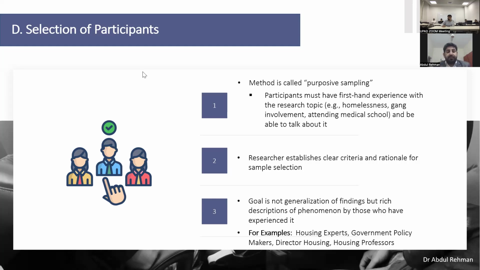What is the purpose of your research? On the basis of that, you would select the participants. That's why your participants are not ordinary people. There are experts and researchers in that field. That's the rationale. So who would be the participants? Housing experts, government policy makers, director housing. It can be a director housing or housing professors in Oman University or something else.